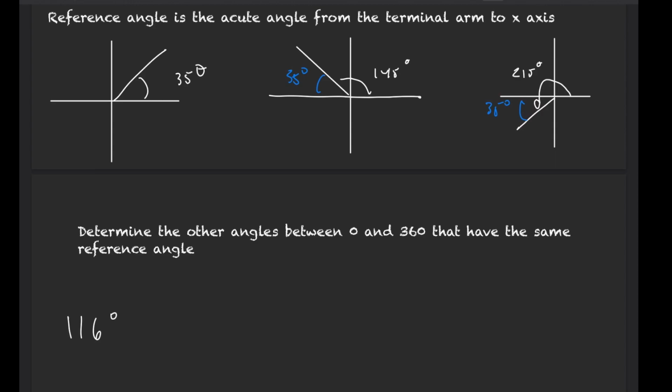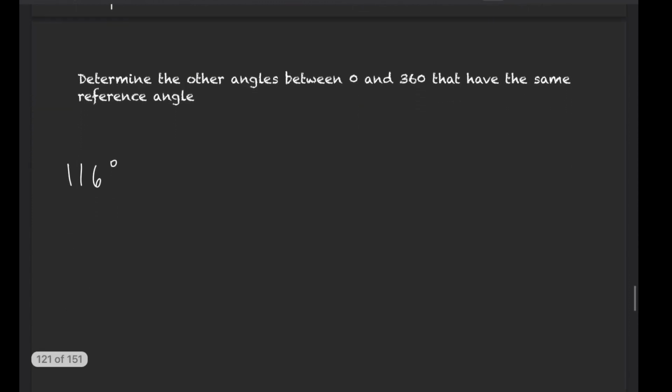215 degrees would be in quadrant 3, and the way we number quadrants is 1, 2, 3, 4. In quadrant 1, both x and y are positive. In quadrant 2, x is negative, y is positive, so the sine is positive, cosine is negative. In 3, both are negative, and in 4, sine, the y, is negative.